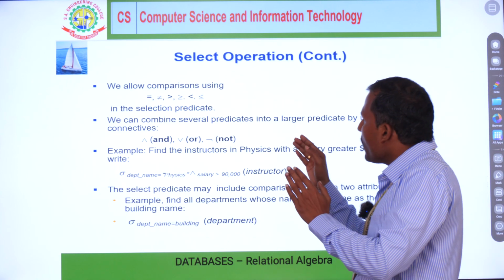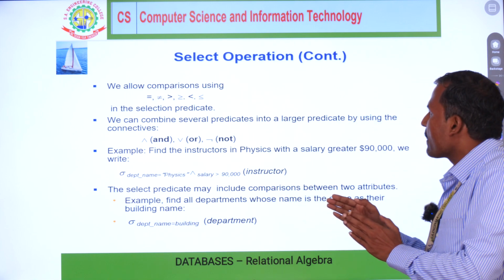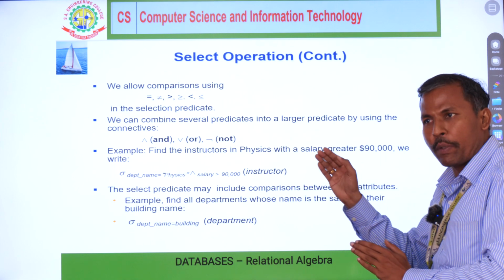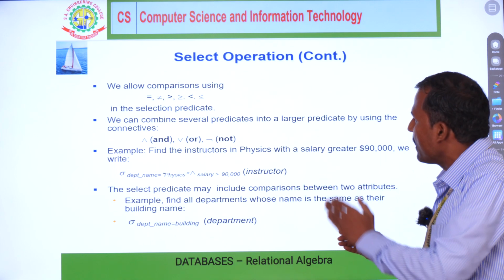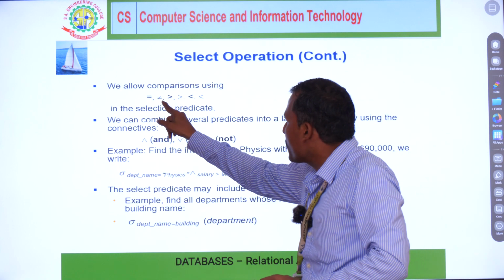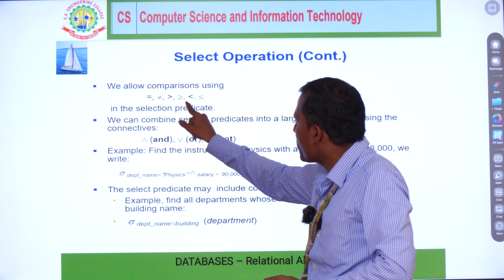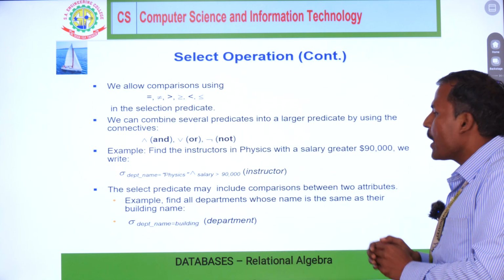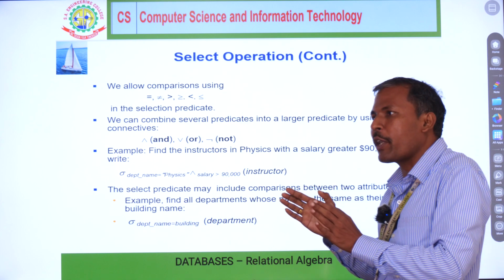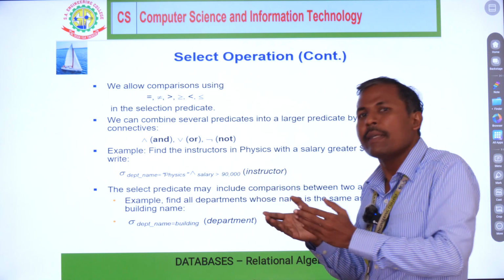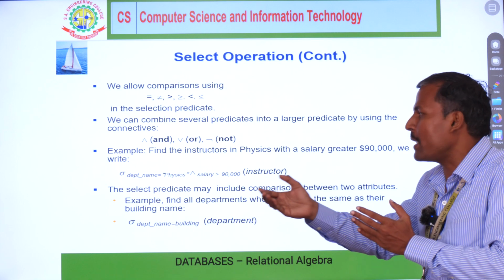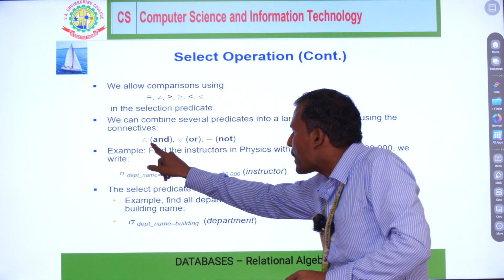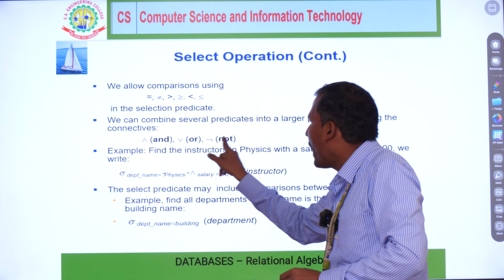So what are all the operators that can be used in the select predicate? In the previous slide, I used equal to: department name is equal to physics. I can also use not equal to, greater than or equal to, less than or equal to in the selection predicate. There might be situations where you have to combine two or more predicates together. It is possible. You can have two or more conditions in a relational algebra expression using connectives. These are the connectives: and, or, and not.